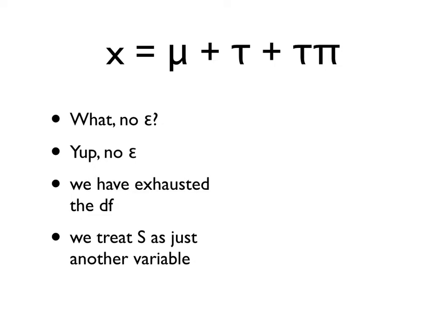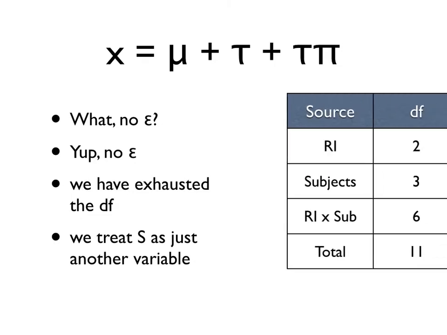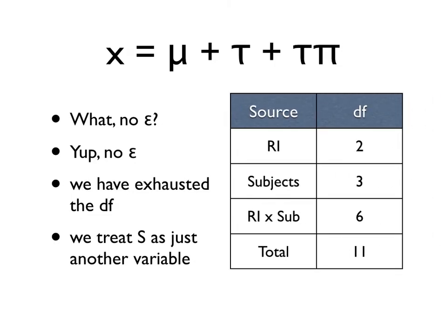We've basically treated subjects just as another variable. And what happens is, retention interval 2, subjects 3, retention interval by subject 6. Oh, that adds up to 11. We have nothing left. We don't have anything left for error. Note, by the way, that this has 6 degrees of freedom, and it's actually calculated exactly the same as you would if you had a mean squared error. So it actually is the same thing. But it really is an interaction between subjects and retention interval, in this case.